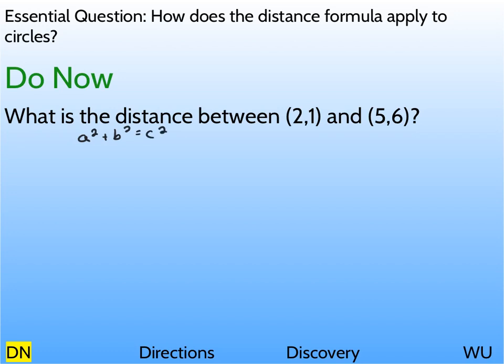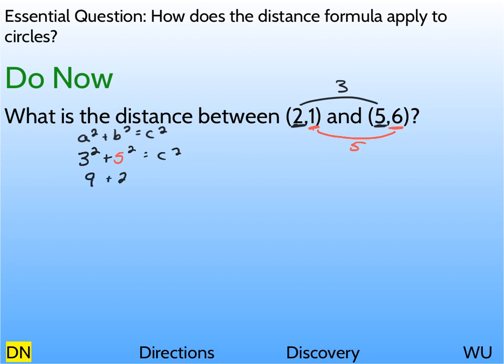And the numbers you're going to be plugging in are the difference between the x values for a and the difference between the y values for b. So to get from 2 to 5, that's 3 units away. So we want to do 3 squared plus, and then we look at the y values, from 1 to 6 is 5 units away. So 3 squared plus 5 squared equals c squared.